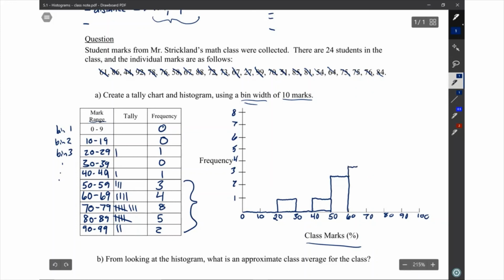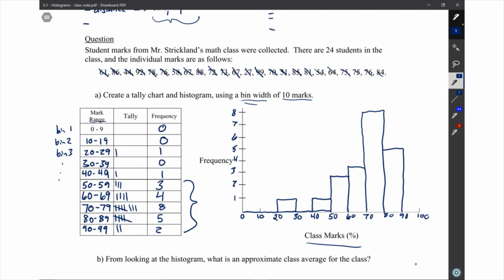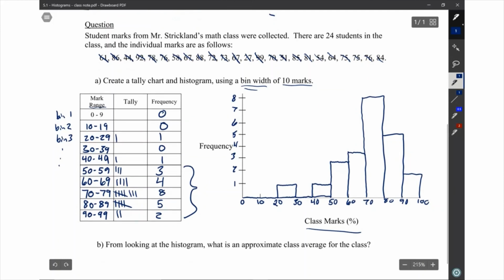Again, we notice we're having most of our information falling here. Between 70 and 80, we had a whopping 8 grades. Between 80 and 89, we were back down to 5. And between 90 and 99, we had 2. So when we look at this completed histogram, we notice the majority of our data is falling on the right-hand side.